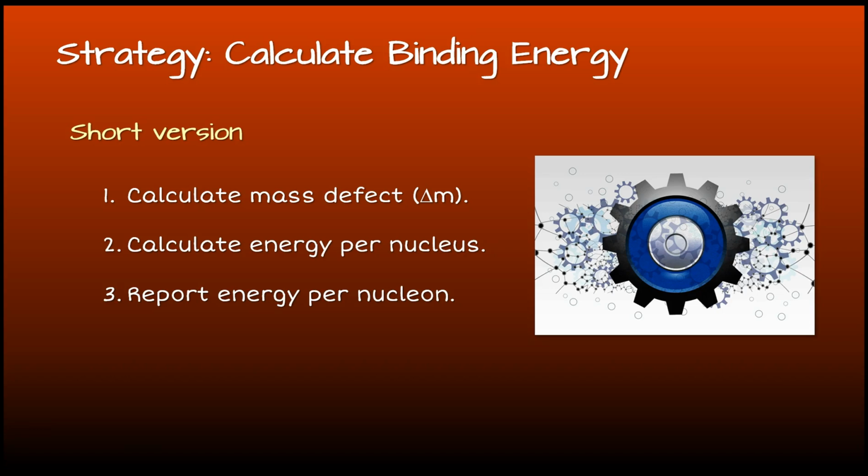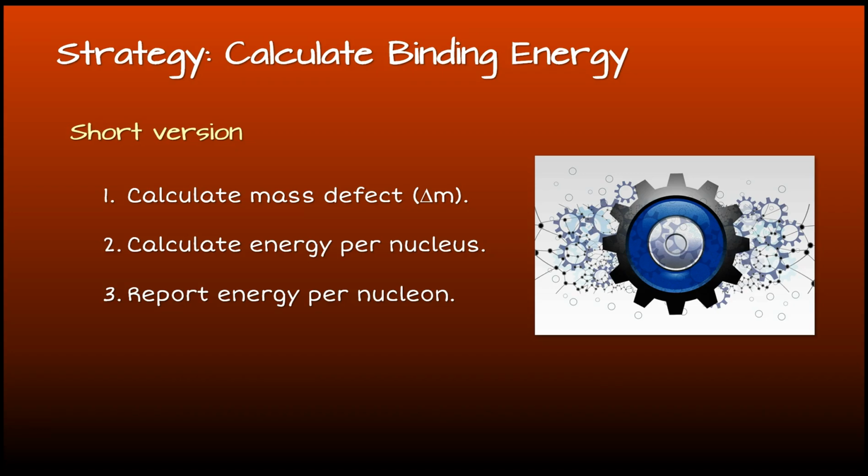I'm not going to lie, binding energy calculations can be tedious. There are a lot of steps with a lot of digits, which leads to a lot of places where we can make mistakes. But let's start with a simplified, less scary version of what we need to do. Then we'll look at all the details.